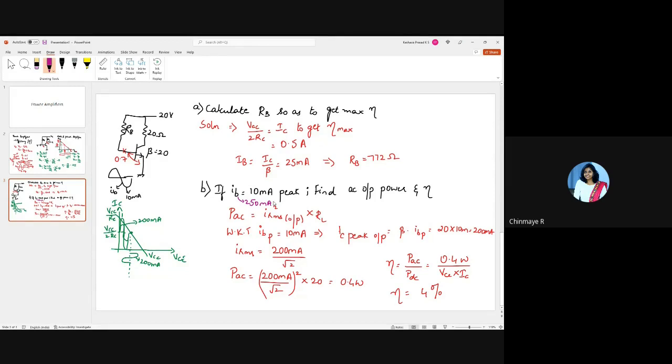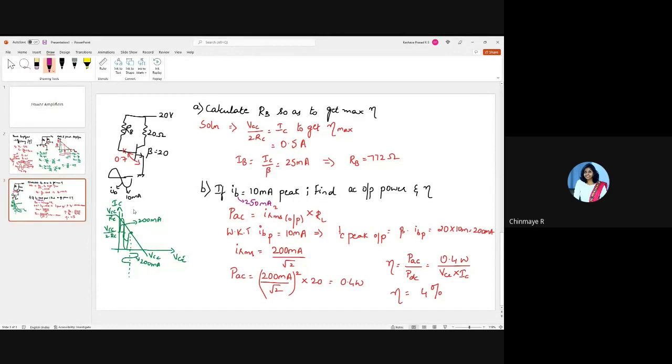So there's no point in calculating efficiency when you cannot get the correct output voltage. Therefore, your input voltage must be such that your output voltage is at its maximum swing, and not more than that.